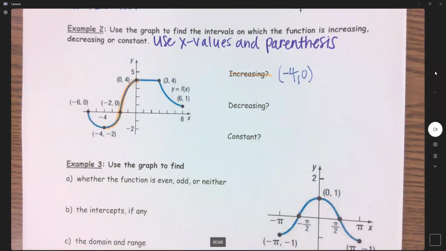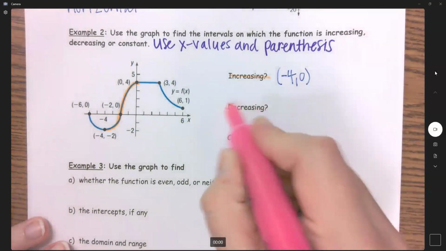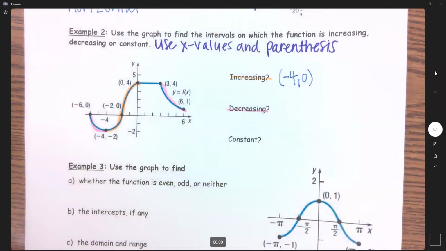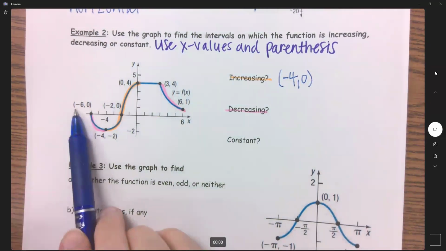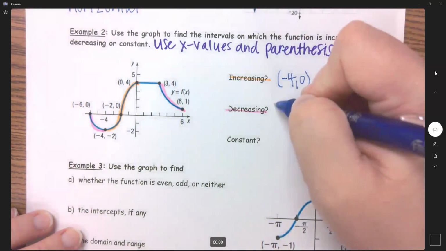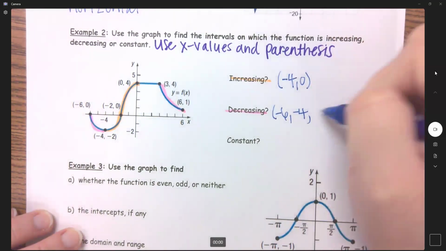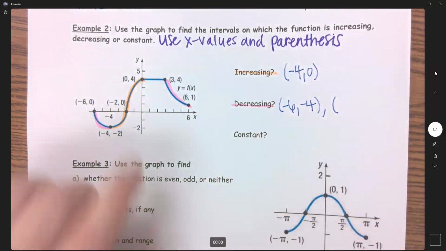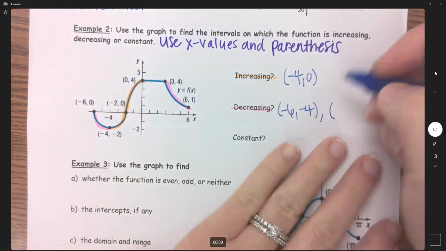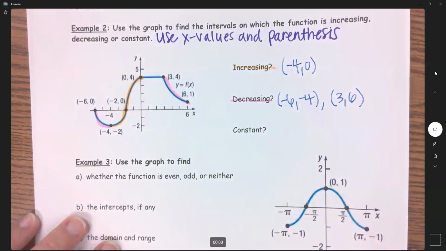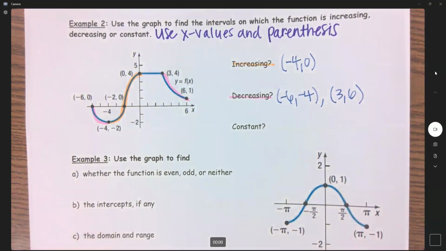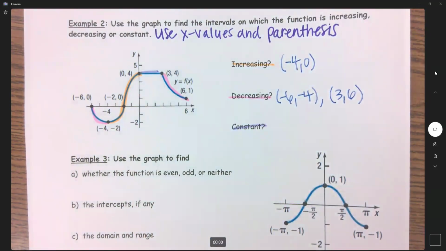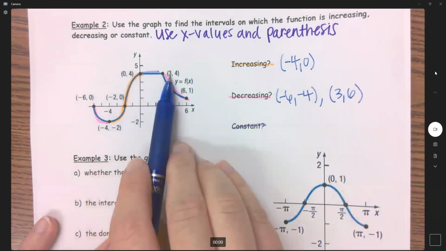And then where is it decreasing? How many intervals of decreasing do we have here? Hopefully you can see we've got 2. So this is going from x values, so -6 to -4. And, oops, put our parentheses, and from 3 to 6. And then lastly, constant are your horizontal lines. So right here. And we are talking from x of 0 to x of 3.